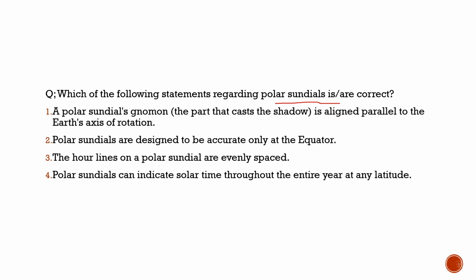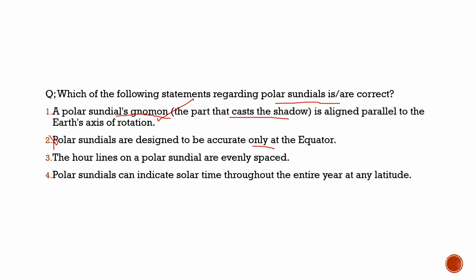Here the first statement: a polar sundial's gnomon, the part that casts the shadow, is aligned parallel to the earth's axis of rotation. This is correct. You need to know about this. 100% correct. Second statement: polar sundials are designed to be accurate only at equators. Here you need to know that it is an extreme statement, and majority of the times such statements are incorrect, and so is the case here. The polar sundials are designed to be accurate not only at equators but also at the poles. So this statement is incorrect.